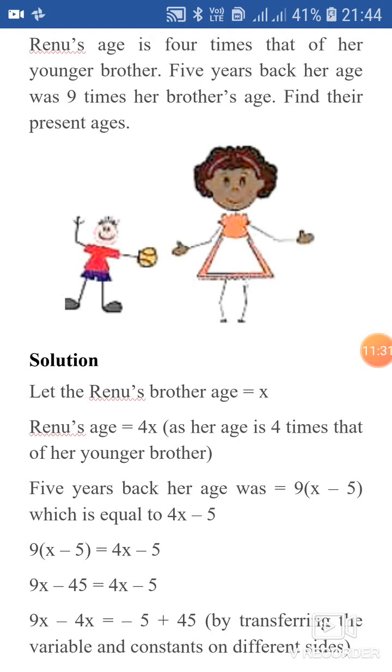Now the relation. What is the relation given in the question? Read the second sentence: 5 years back, her age was 9 times the brother's age. Her age means Renu's age. So Renu's age is 9 times the brother's age. What was the brother's age? x minus 5. And what was Renu's age? 4x minus 5. So here 9 multiplied by x minus 5 becomes 9x minus 45, since 9 multiplies with both the terms, and on the right hand side it is 4x minus 5.